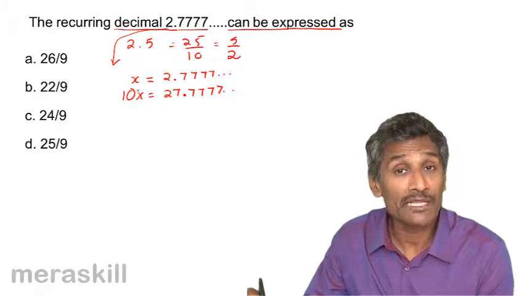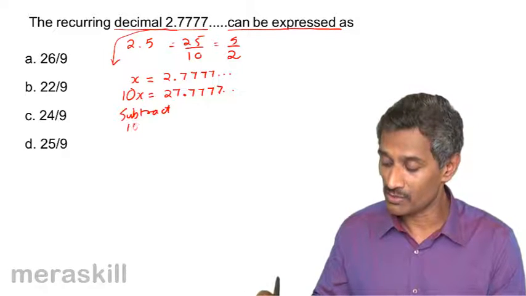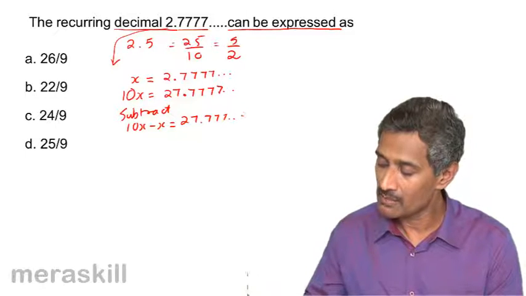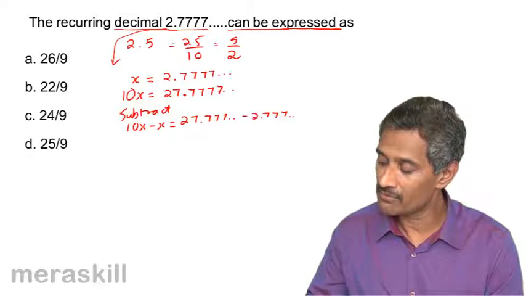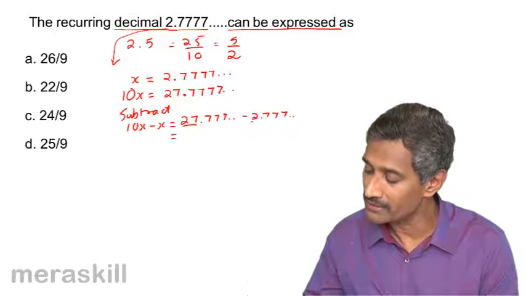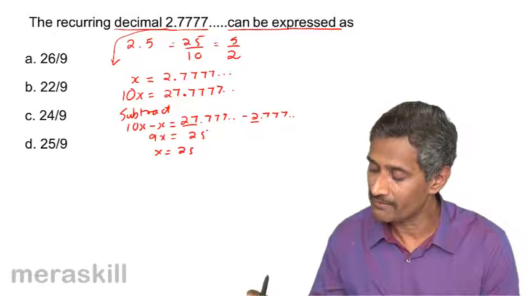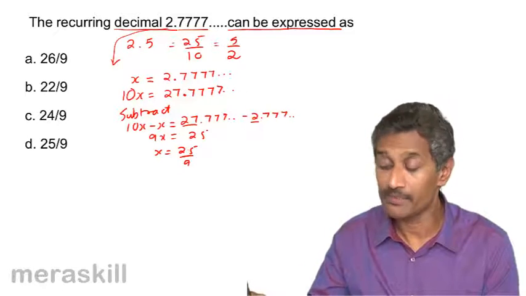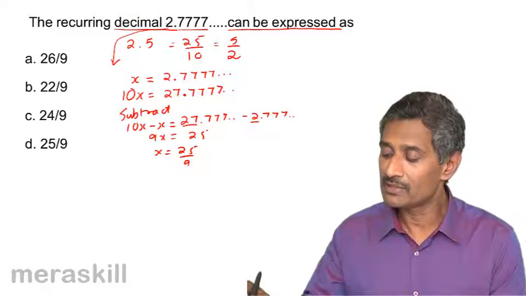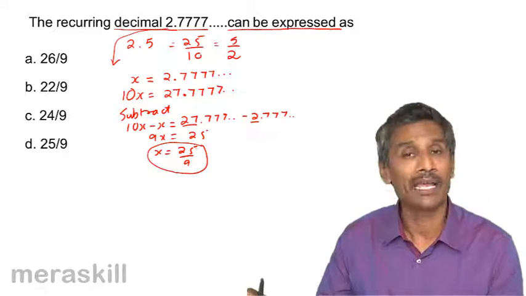Now from this we need to find the value of x, so just subtract the equations. When you subtract, you get 10x minus x, and this side it is 27.777 minus 2.777. Obviously the 0.77 part gets eliminated, and ultimately it's just 27 minus 2, which is 25, and here you have 9x. So x is 25 by 9, and if you actually divide 25 by 9, you're bound to get 2.777. So the recurring decimal 2.7777 can be written as a ratio 25 by 9.